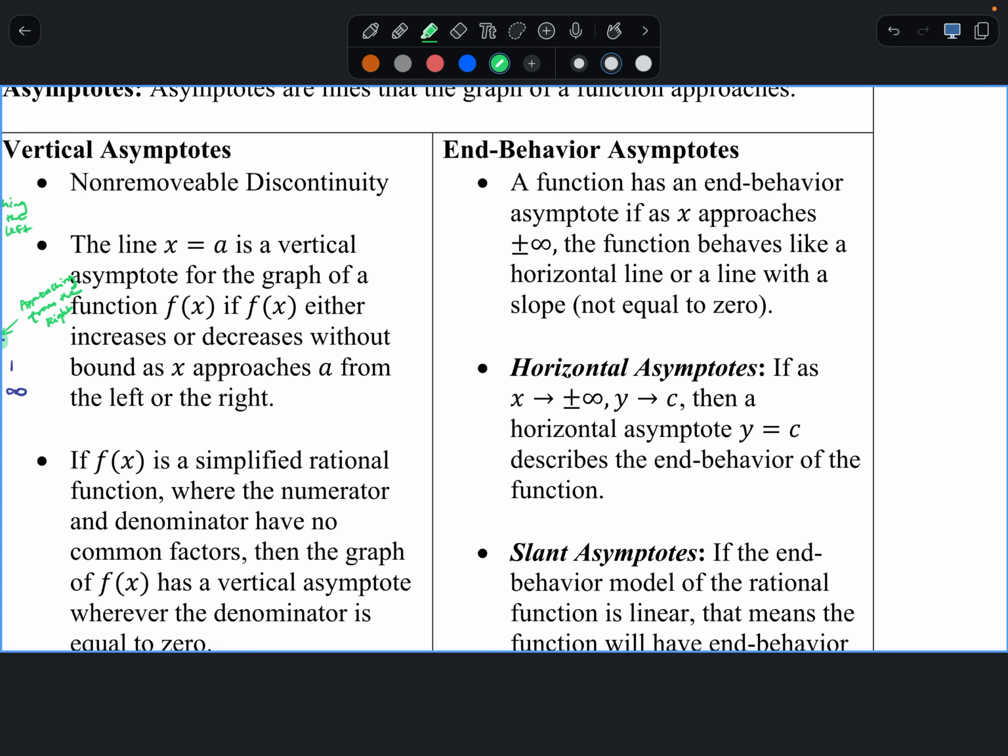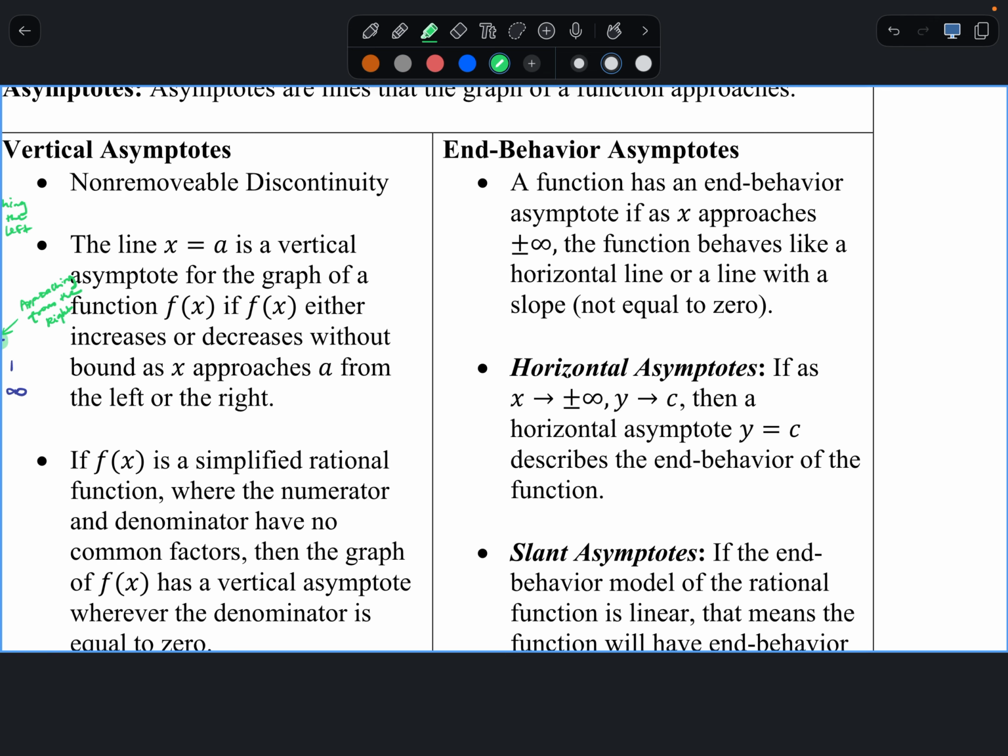So the other type of asymptotes that we talk about, and I think you've talked about one of these and not the other, is end behavior asymptotes. End behavior asymptotes mean a function has an end behavior asymptote if as x is getting infinitely large or infinitely small, the graph starts behaving like a line. Either a horizontal line, which I think is what you guys have talked about previously, or a positive or a negative sloping line.